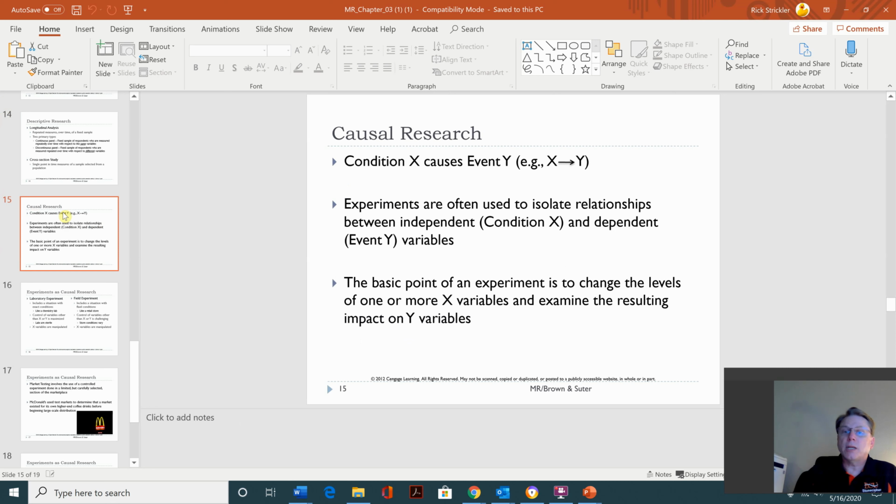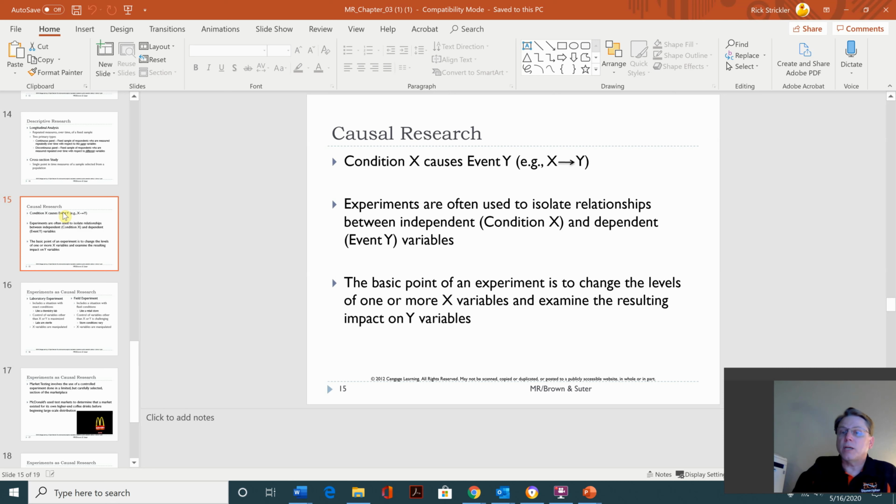Causal research: condition X causes event Y, cause and effect. Right? If you haven't eaten in the past 24 hours, you're probably hungry. So you make something to eat. So the condition of being hungry creates the event of making something to eat.